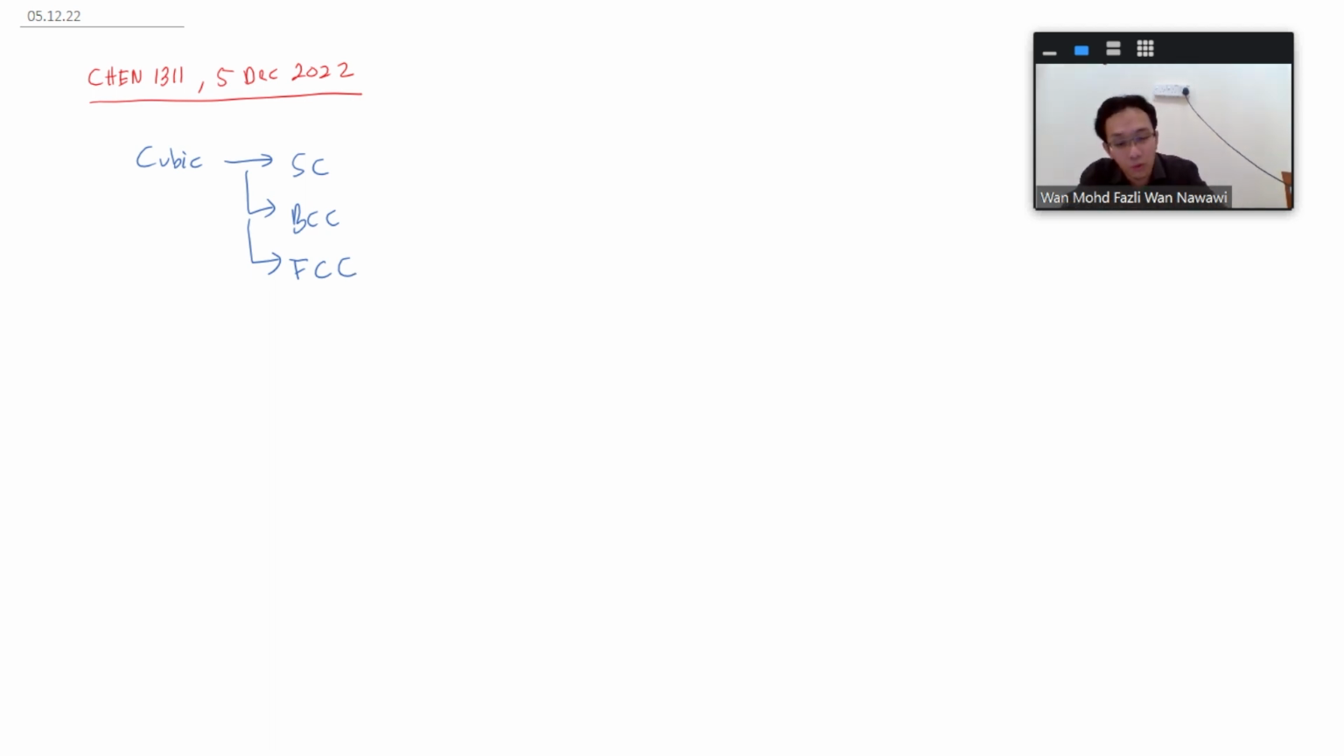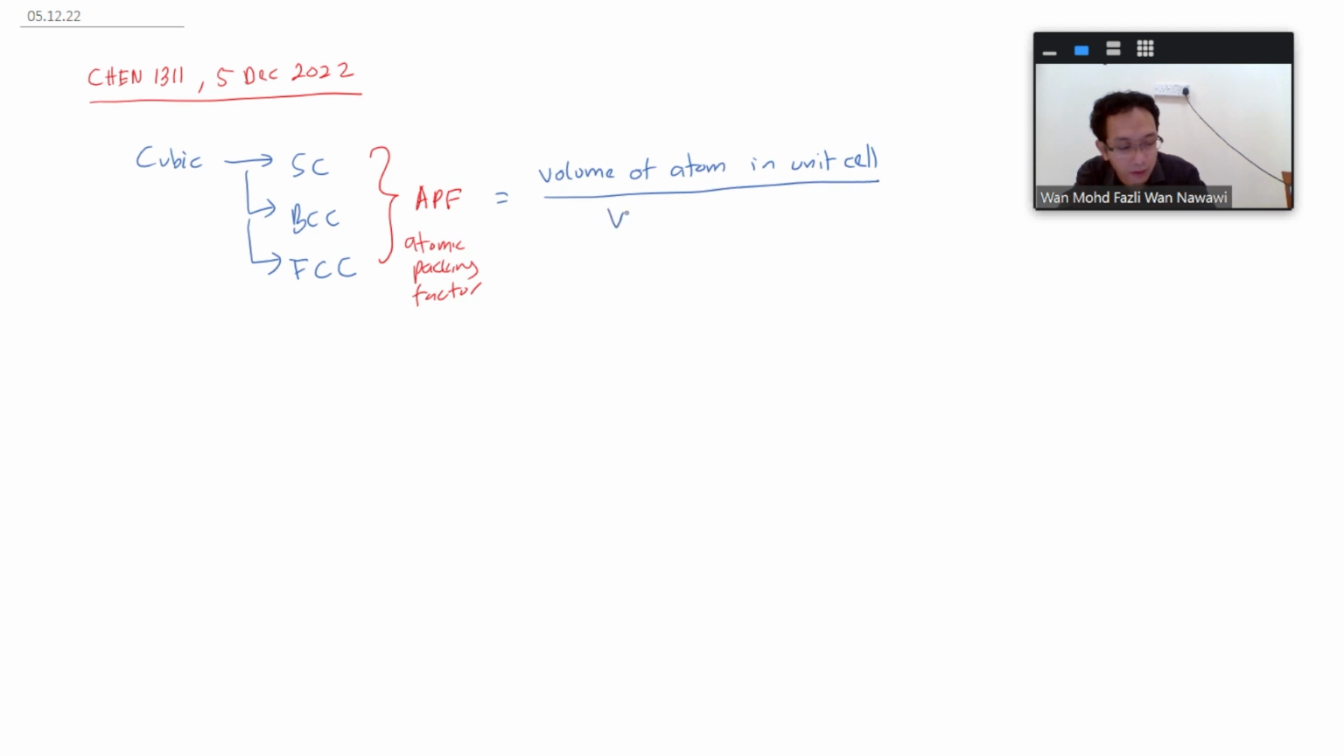We also learned about the APF. APF stands for atomic packing factor, which is basically just the volume of atoms in the unit cell divided by the volume of the unit cell itself.